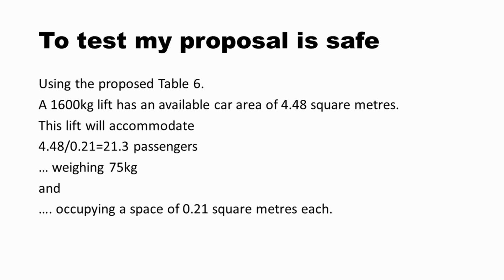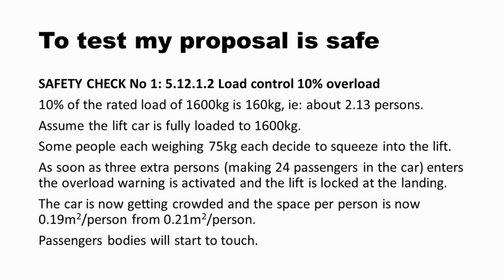21.3 passengers can be accommodated in a lift with a rated load of 1,600 kilograms, having an available car area of 4.4 square meters. An overload would occur with an extra 160 kilograms of passengers entering. This is just over 2 passengers. The personal space they will have has reduced from 0.21 to 0.19. Bodies will start to touch.